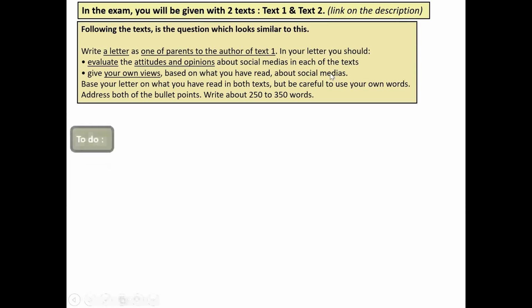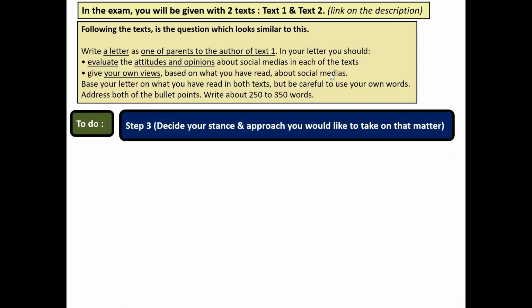Let's continue. Okay, step number three, decide your stance and approach. Decide your position and the approach you would like to use on that matter in your essay later. Okay, so decide your position. Do you agree? Do you disagree? Do you feel neutral? And the kind of approach you would like to use, is it discursive, argumentative, or persuasive? Okay, think about it now. Pause the video and think about it first.